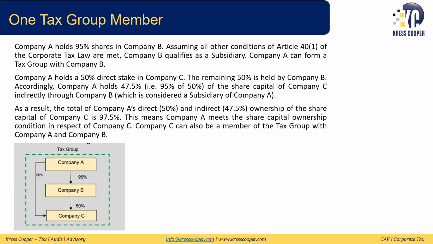If you look at the direct and indirect together, it is meeting the 95% condition because it will be 97.5% in this case. So here company A, B, and C can be part of the same tax group. Unlike in the first example, where company C was not meeting the condition, here company C can be part of the tax group.